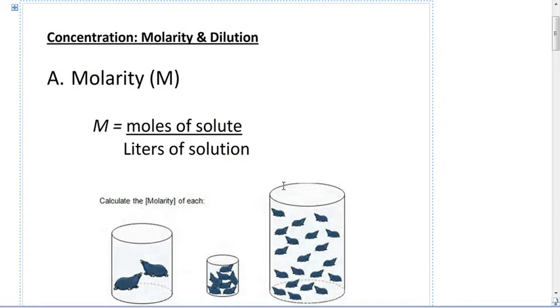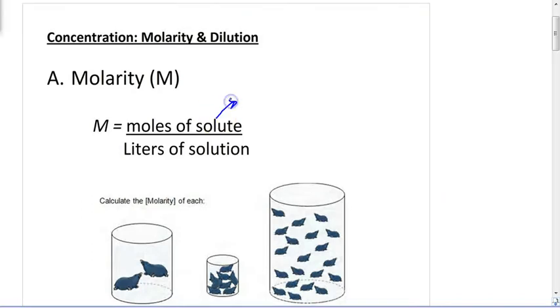Okay, well today we're talking about molarity and dilutions. These are both terms that we're going to use to talk about how concentrated a solution is. So let's start with molarity. Molarity is represented by the big letter M, and what it means is how many moles of solute are dissolved per liter of entire solution.